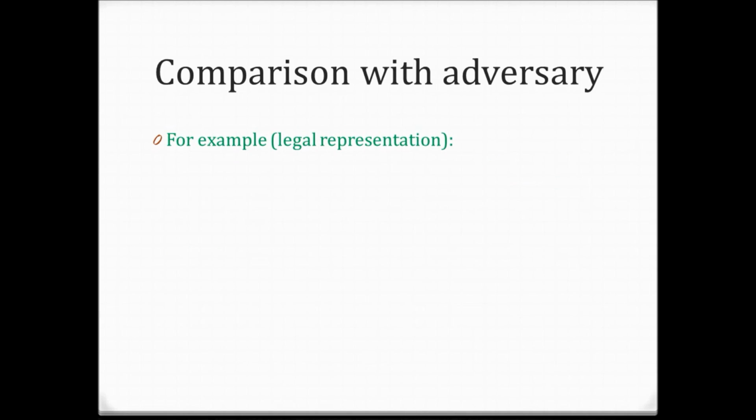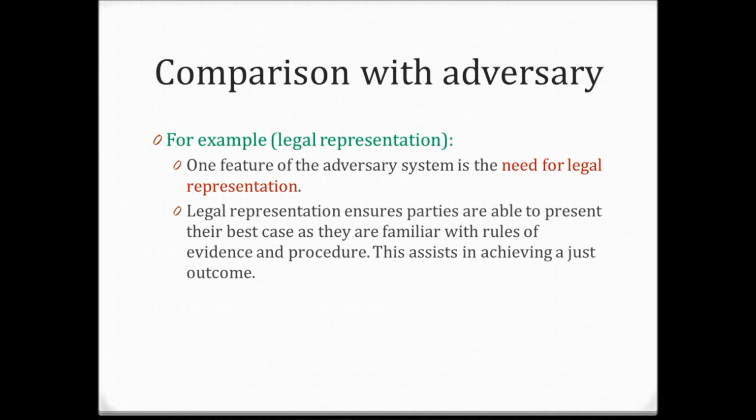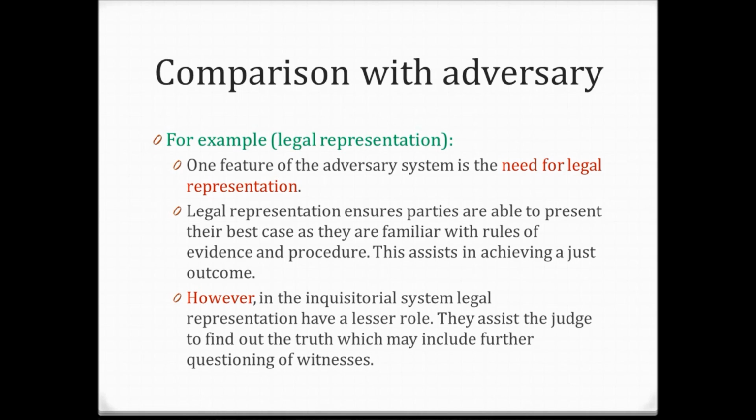For legal representation, again, just identify the feature. One feature of the adversary system is the need for legal representation. You outline that feature by saying, legal representation ensures the parties are able to present their best case as they are familiar with the rules of evidence and procedure. This assists in achieving a just outcome. And then compare it by saying, however, in the inquisitorial system, legal representatives have a lesser role. They assist the judge to find out the truth, which may include further questioning of witnesses.